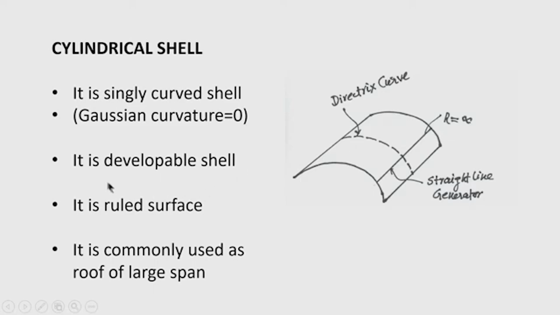Now, this kind of shell also falls under the category of developable shell. That means, this shell can be flattened into a flat surface, and it also falls under the category of ruled surface, because when the straight line is ruled over the curve, the surface is formed. So, therefore, it is called ruled surface. It is commonly used as roof in a large span structure.